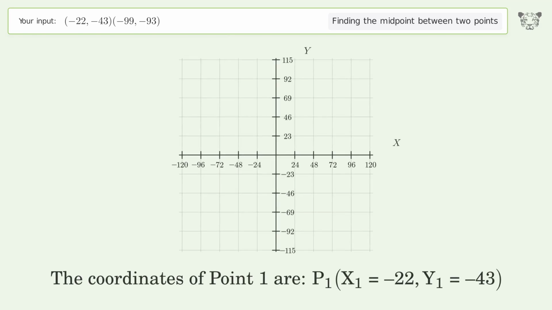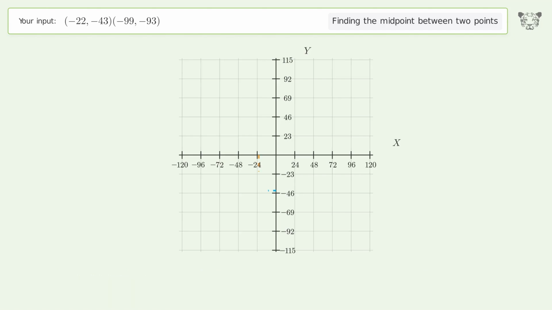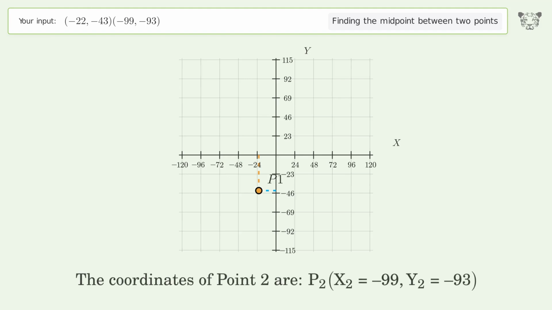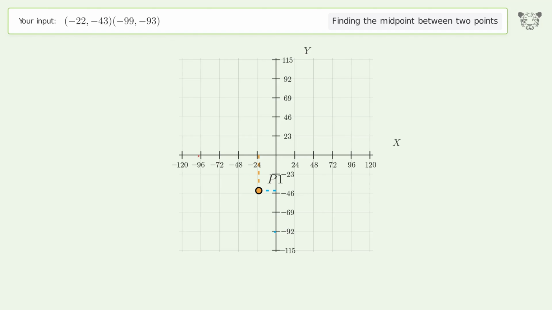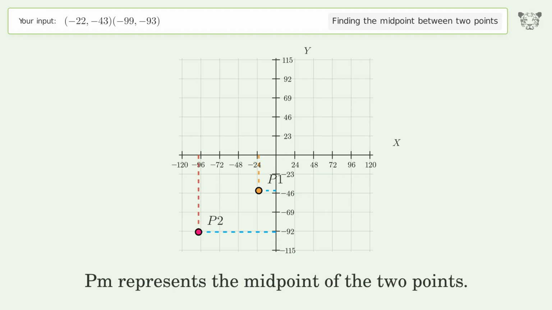The coordinates of point 1 are x1 equals -22, y1 equals -43. The coordinates of point 2 are x2 equals -99, y2 equals -93. PM represents the midpoint of the 2 points.